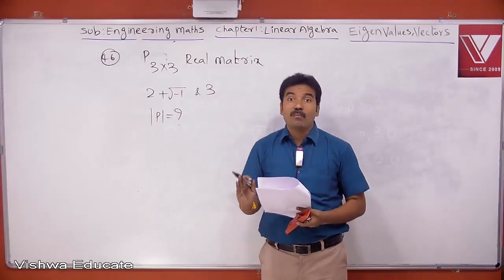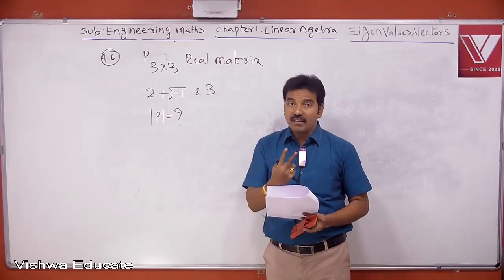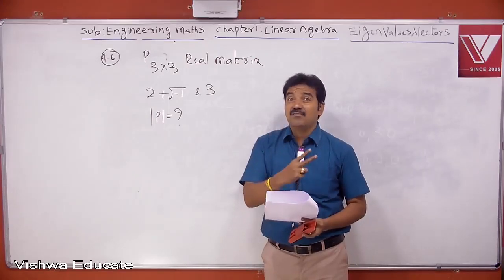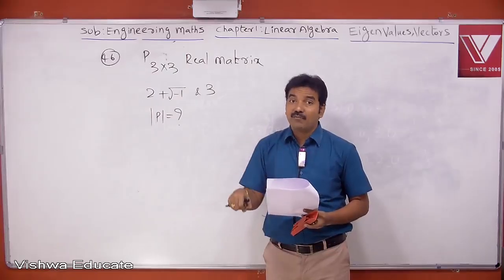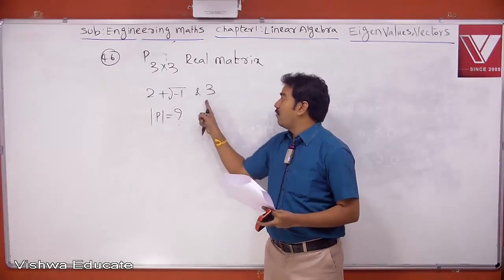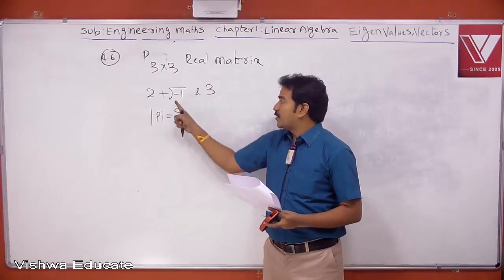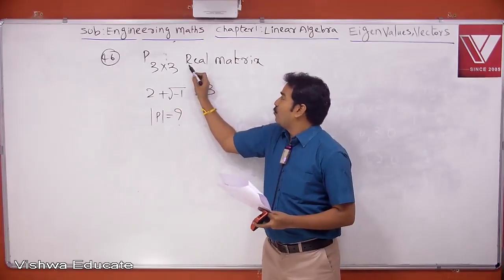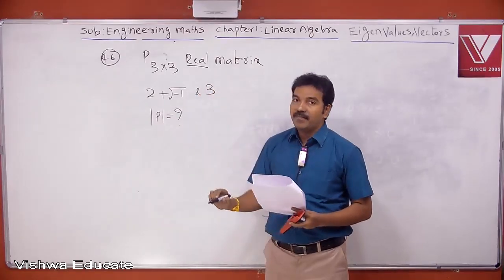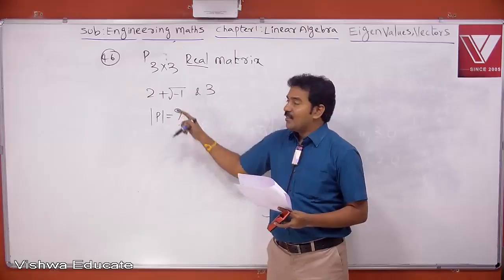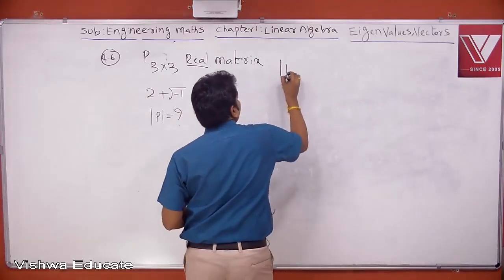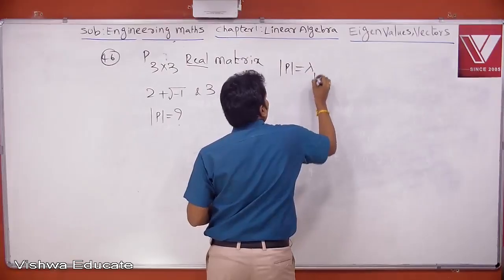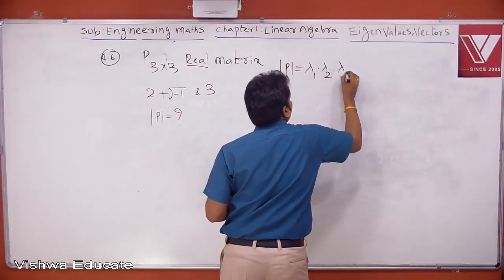Instead of giving the whole matrix, they have just given us that P is a 3 by 3 real matrix. The size indicates the number of its eigenvalues. But only two eigenvalues are given, and one is a complex eigenvalue. The clue in this problem is that the matrix is real and this is a complex number. They were asking for det P, which is basically lambda 1 into lambda 2 into lambda 3.